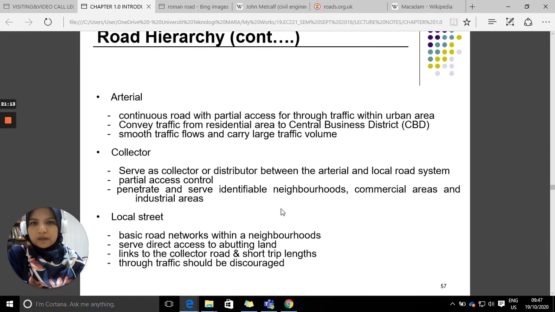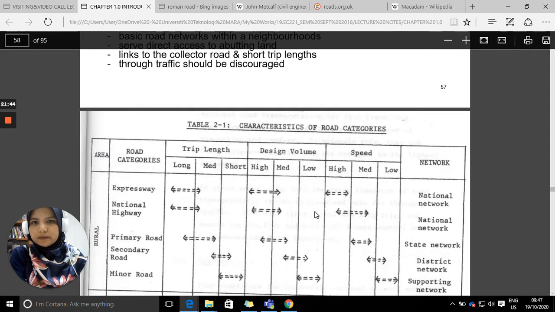It is usually in the identified neighborhoods, commercial areas and industrial areas. Okay. Local street, basic road networks within the neighborhoods serve direct access to abutting land. Through traffic should be discouraged. There won't be any through traffic at all, right? These are all the small roads, like in housing estates, lanes, or kampung roads, right?